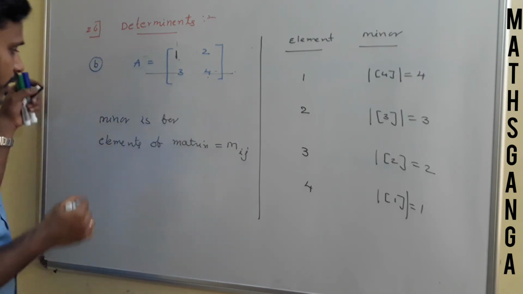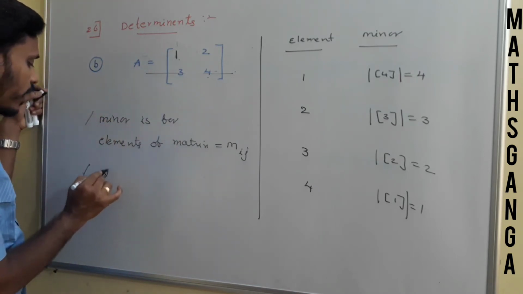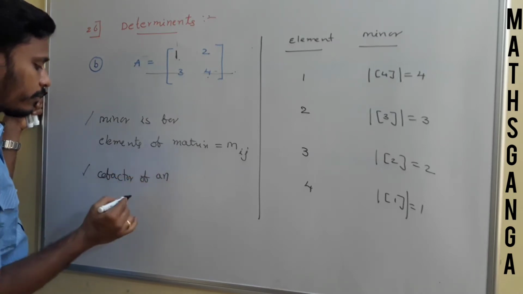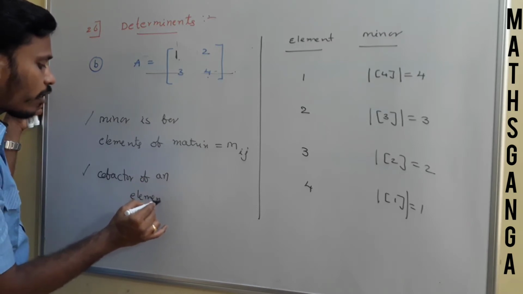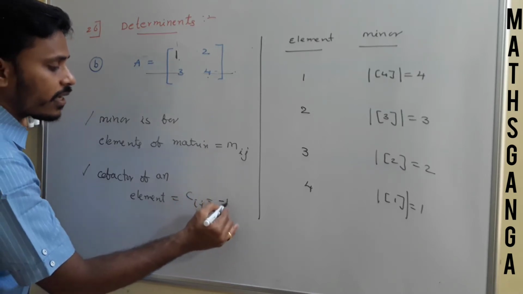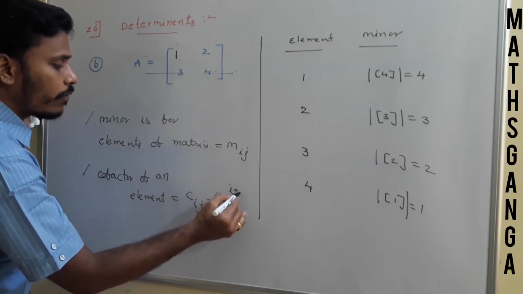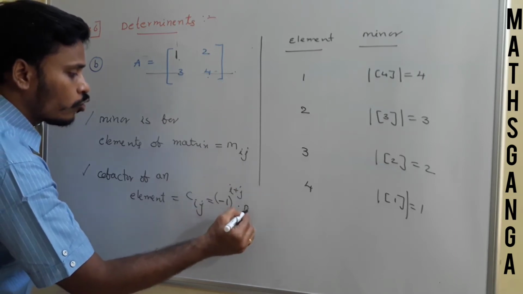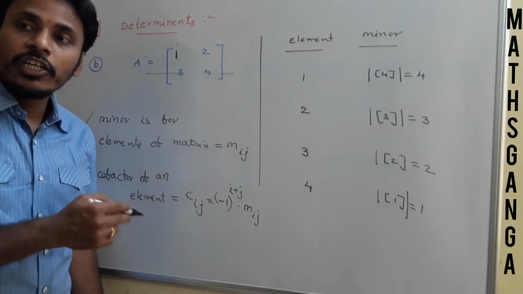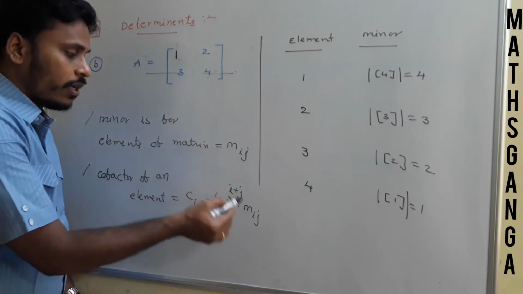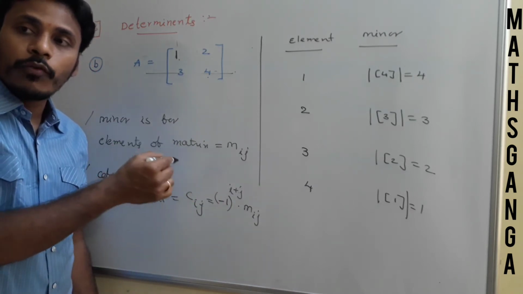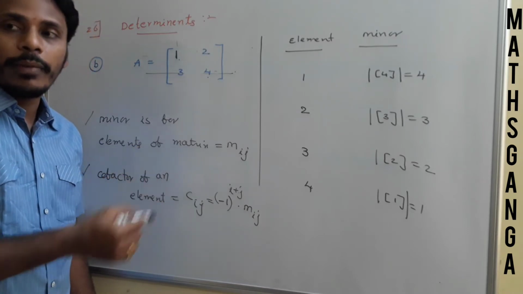Okay, and the next thing is cofactor. Cofactor of an element is represented like this, Cij, and this Cij is defined as -1 to the power i plus j into Mij. What is it? -1 to the power i plus j into Mij. Just follow the definition. Here we have i and j, right? And then you need to add that i and j. Okay, -1 to the power of that i plus j into Mij is the cofactor.